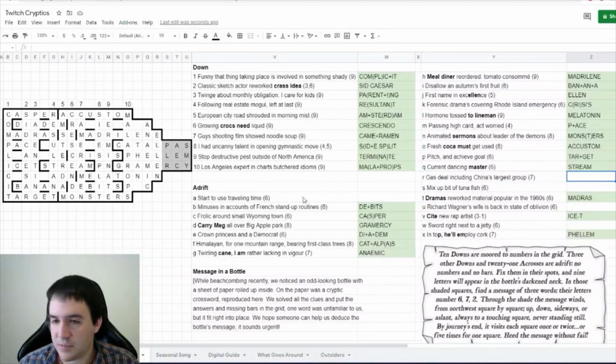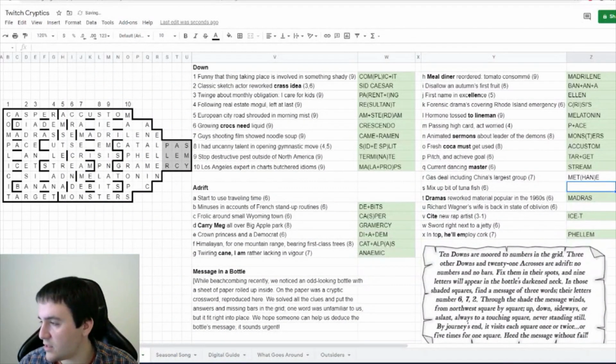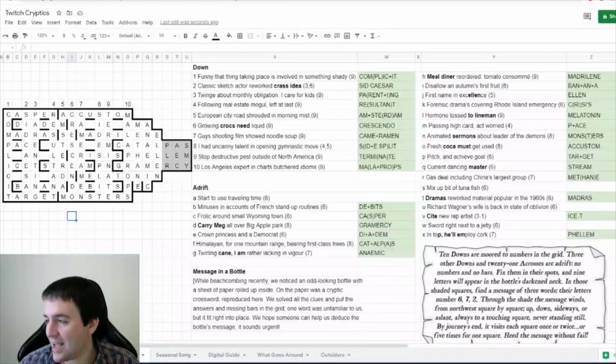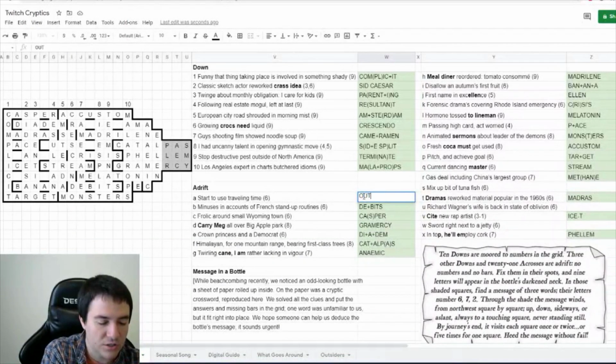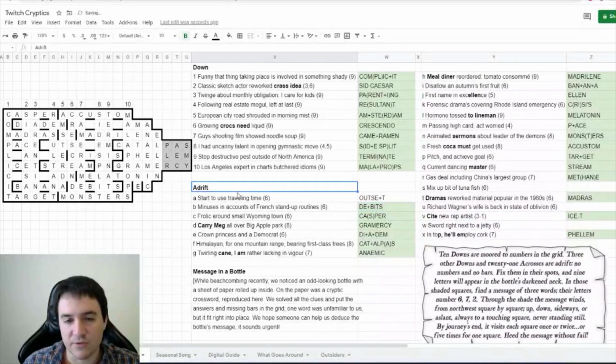Sean thinks the missing down is methane. So gas is the definition. Deal including China's largest group. I think it's METE, M-E-T-E. And Han is inside of it. Citizen Ross says A is outset. So that's the start. 2 U's is anagrammed, and we have a T for time.